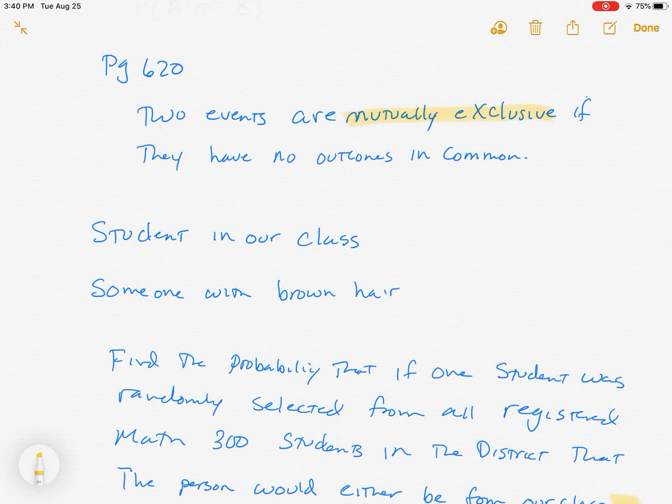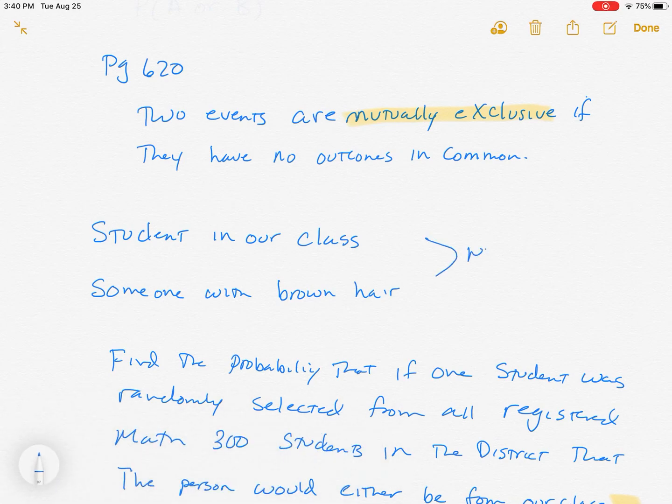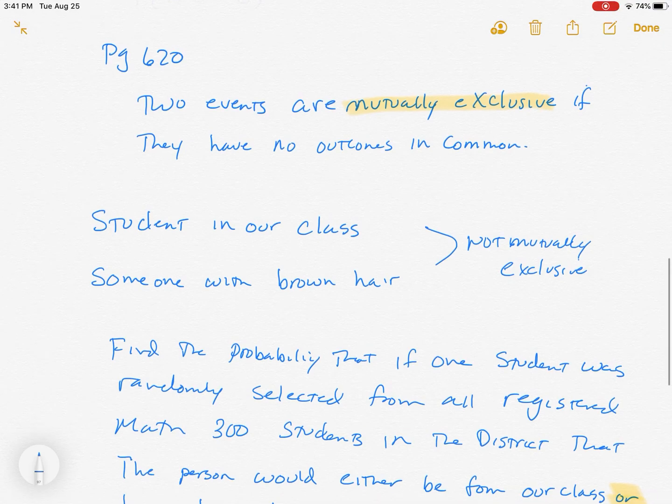Okay, I'm sure someone in our class does. Therefore, the events are not mutually exclusive. They could happen at the same time. With one pick, I could get someone that's from our class and has brown hair. That's a problem, because I don't want to double count them.